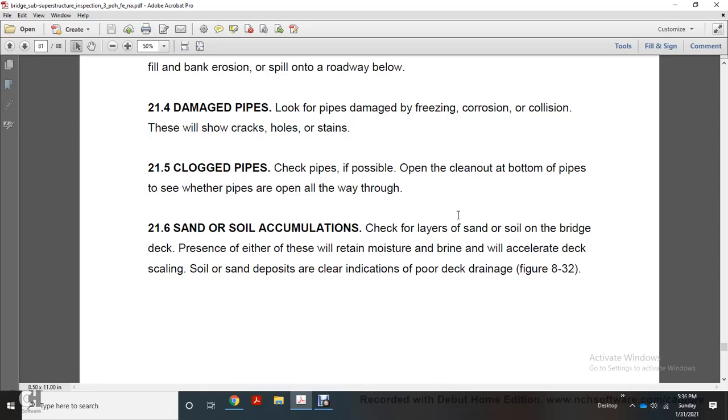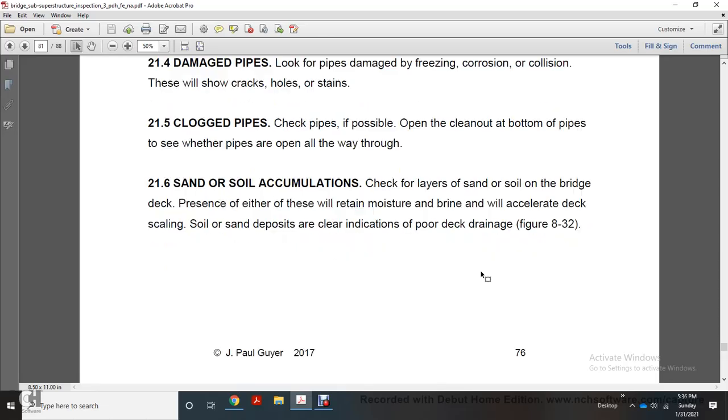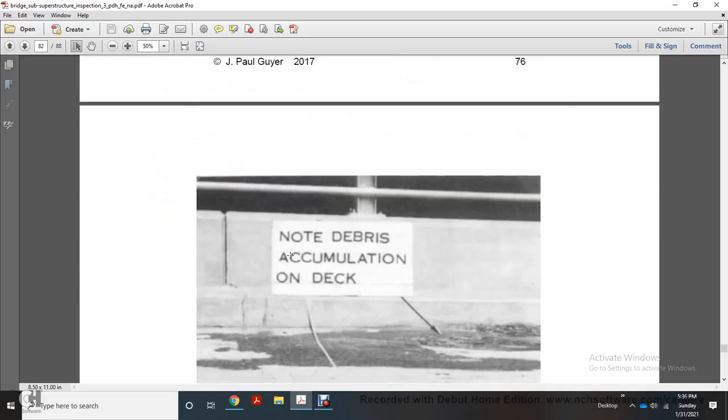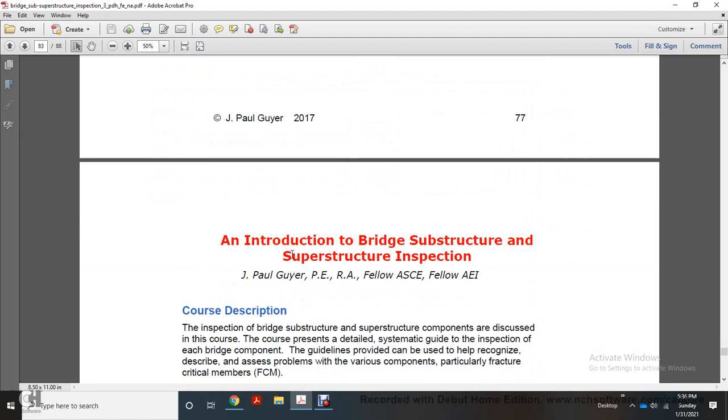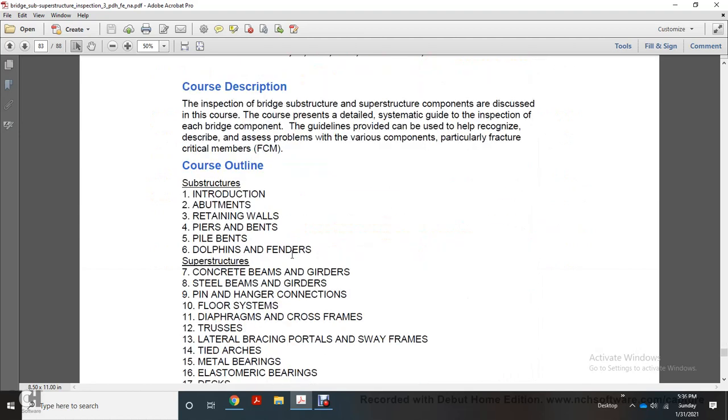Sand and soil accumulation: check for layers of sand and soil over the bridge deck, since they retain moisture and brine and will accelerate deck scaling. Soil and sand deposits are a clear indication of poor deck drainage. Figure 832 shows debris accumulation on the deck.